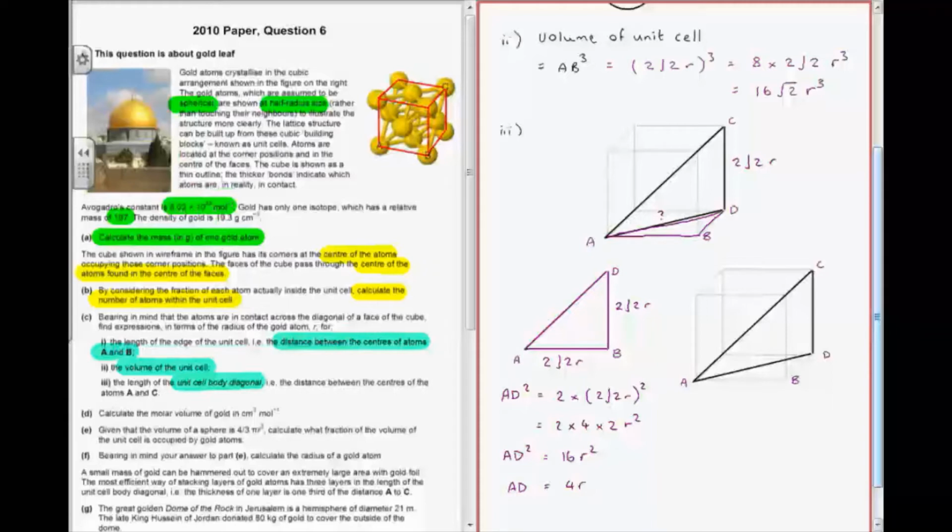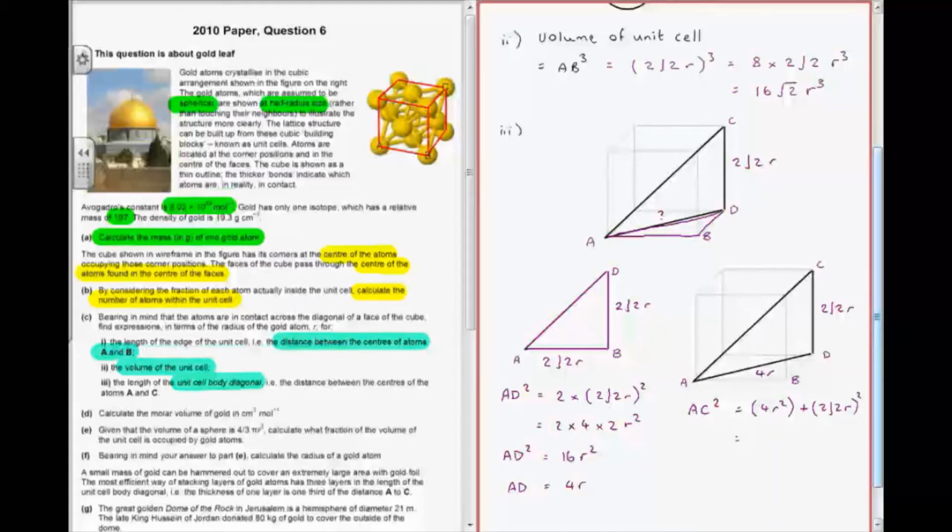Pythagoras once again. So the distance CD is 2 root 2r. We've just calculated the distance AD as 4r, and so we can say that the distance AC squared, which is the unit cell body diagonal we're looking for, is equal to 4r squared plus 2 root 2r squared.